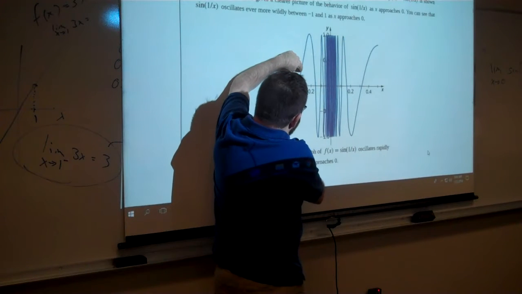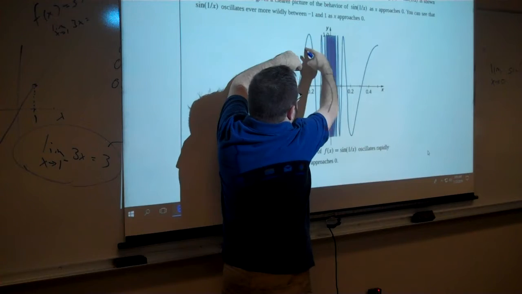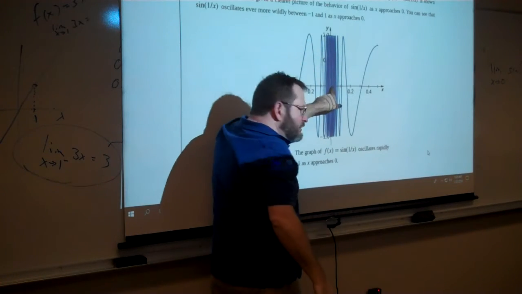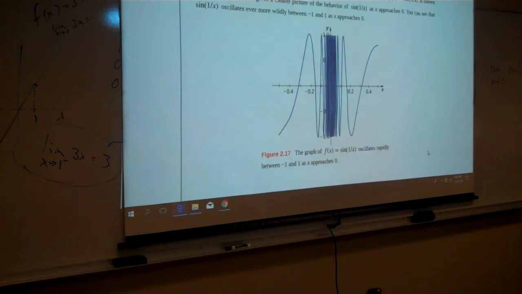The limit as x approaches, what would this be, negative 0.3? No problem. From the left, from the right, no problem. But here, things go to hell, right? There is no limit there. They're going to get excited about that kind of stuff.